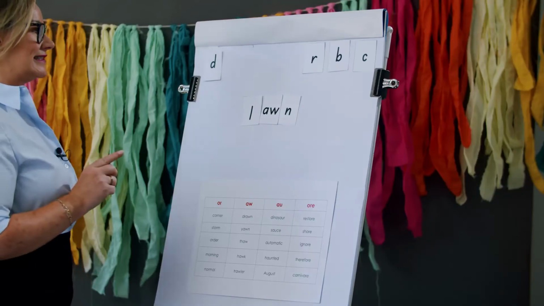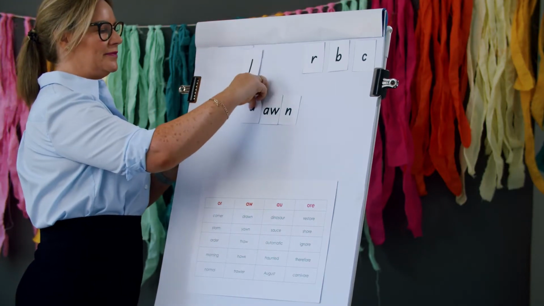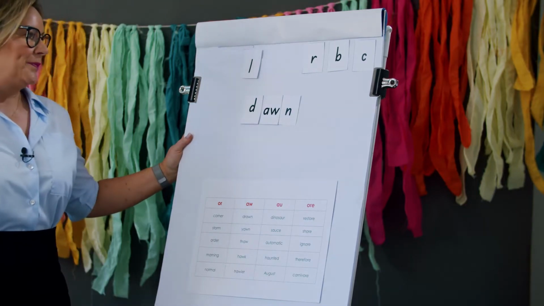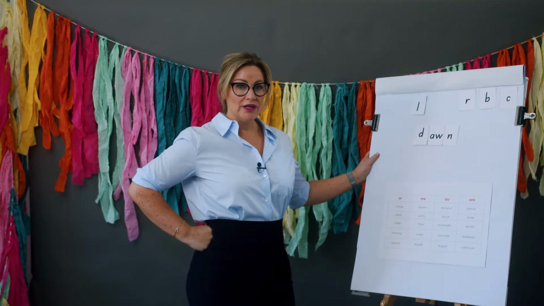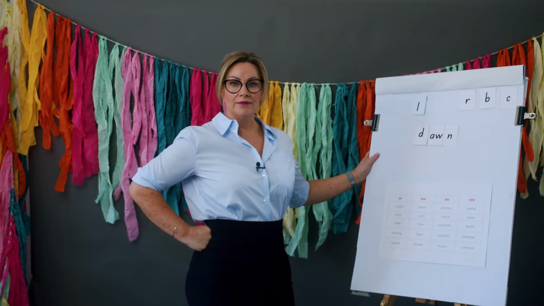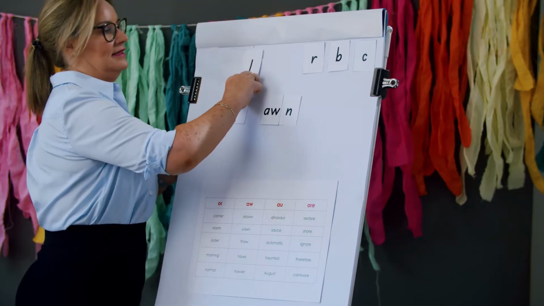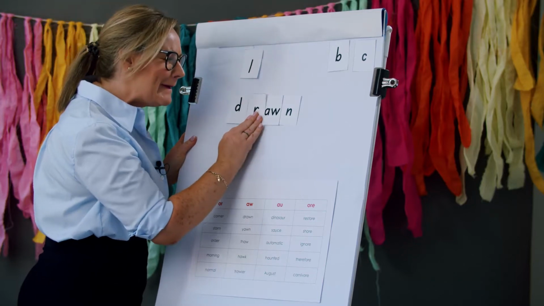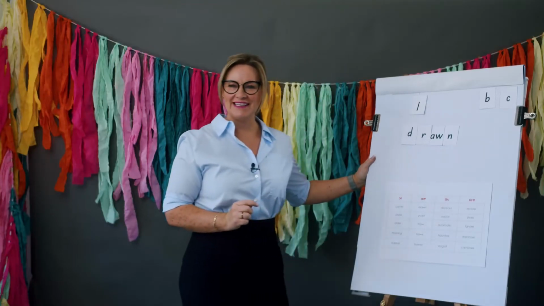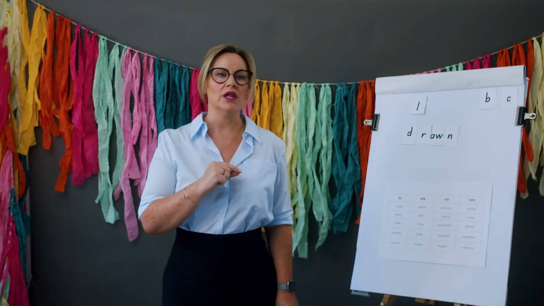Work it out. Flick out the initial. Bring in a new one. Dawn. Okay, we're going to add a consonant to the beginning. Dawn to drawn. Say it out loud. Drawn. What do you need to add? Drawn. Excellent. Drawn, I would like you to change drawn to drawl.